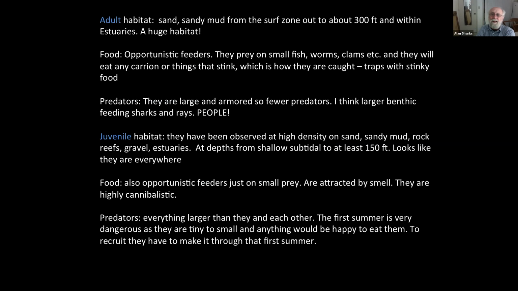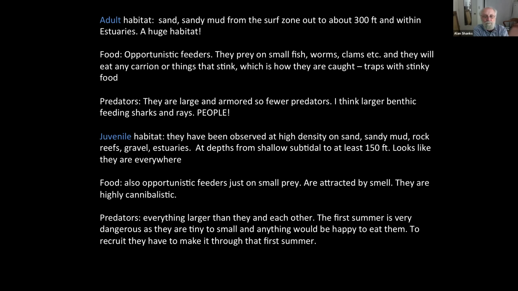Okay, adult habitat. They live on sand, sandy mud from roughly the surf zone out to at least 300 feet, and they like being within estuaries. In other words, within the California current, it is a huge habitat. They're opportunistic feeders. They prey on things like small fish, worms, clams, anything they can get their little claws on. They like eating carrion, things that stink, so basically they end up being sort of like vultures, which is how they are caught. The trap fishery uses basically stinky bait, which attracts the crabs into the trap. They're a large armored crustacean, and once they become adults, they don't have a lot of predators. Big sharks that feed on the bottom, and large rays, and people, we're the biggest predators by far.